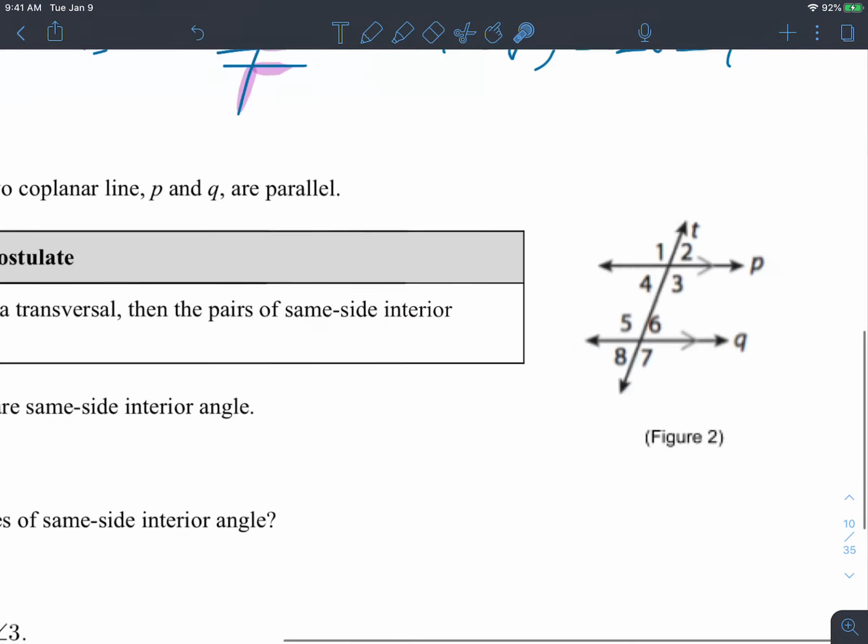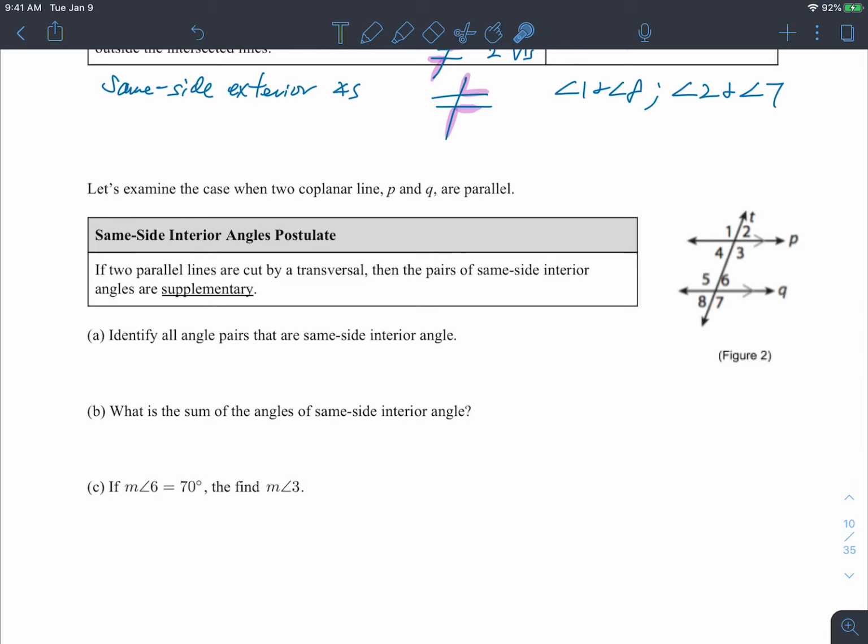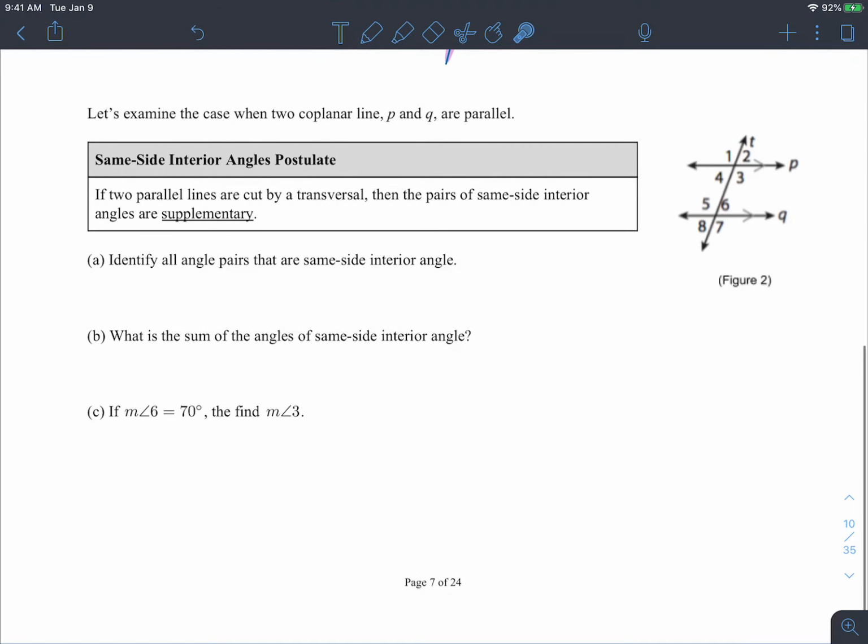Okay. So this book decided that they're going to call it a postulate. A postulate is something that is so obvious that you don't have to prove it. It's a given truth. All right. So according to the same side interior angle postulate, two parallel lines cut by a transversal, then the pair of the same side interior angles are supplementary.